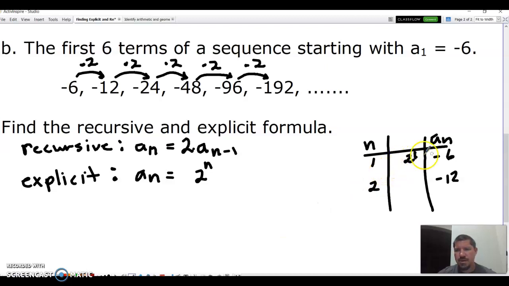2 to the first, how do I get negative 6? I multiply by negative 3, right? So this is 2 squared, which is 4. How do I get negative 12? I multiply by negative 3. So this is going to be negative 3 times 2 to the n power.